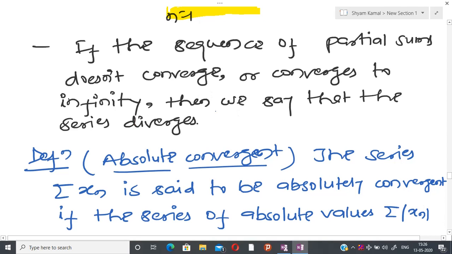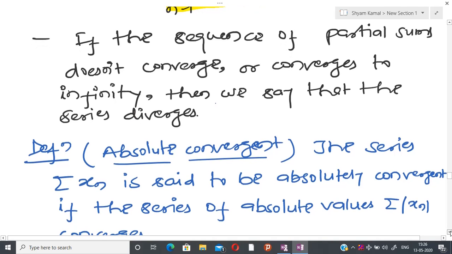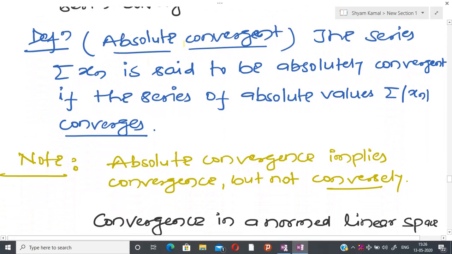Now let us talk about some more definitions, that is about absolute convergence. These kinds of terminology are basically used in machine learning and any engineering course, so you have to become aware of the exactness of this terminology.